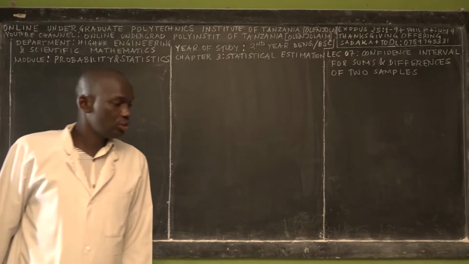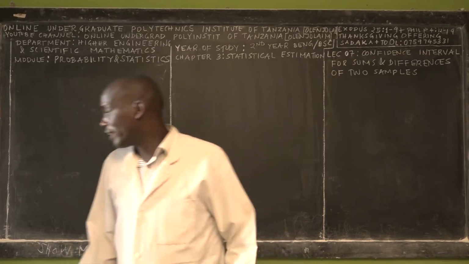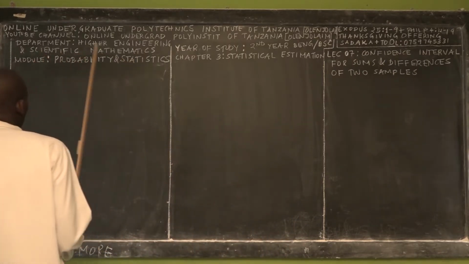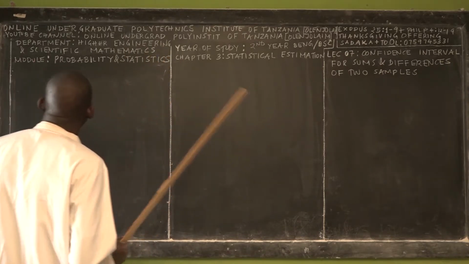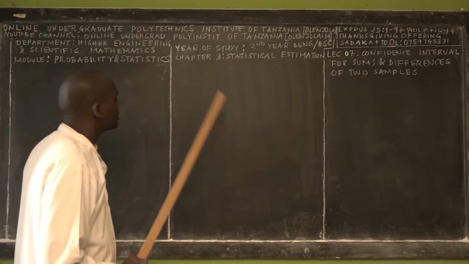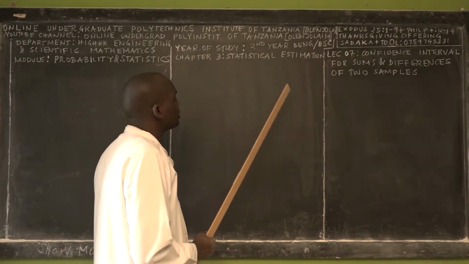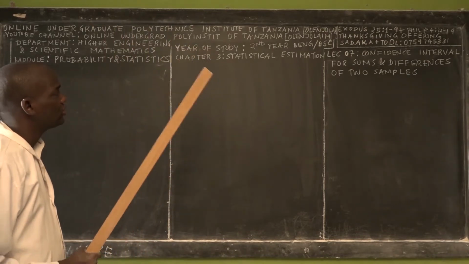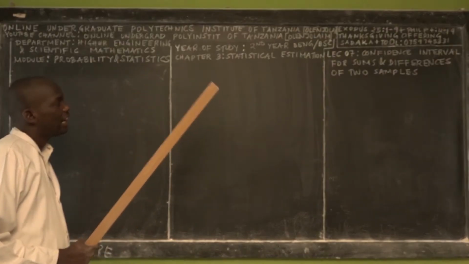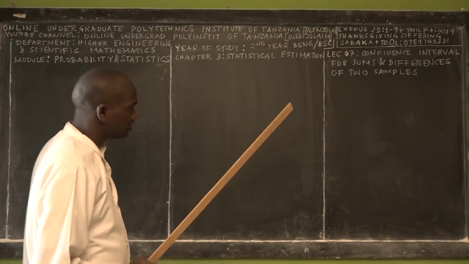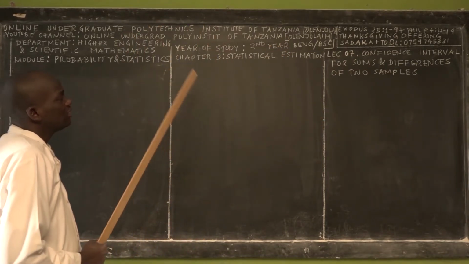Okay? So again, I would like to welcome all our national and international undergraduate students into departments of higher engineering, scientific mathematics. The course name is called Probability and Statistics. This course is being taught in most institutions, colleges, and universities in the world, to second year Bachelor in Engineering or Bachelor in Science students.